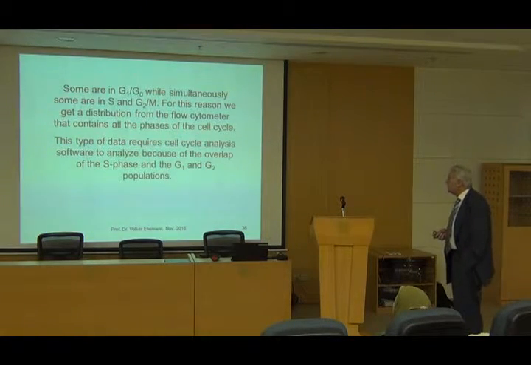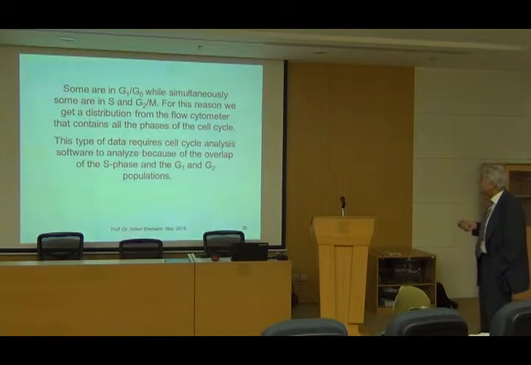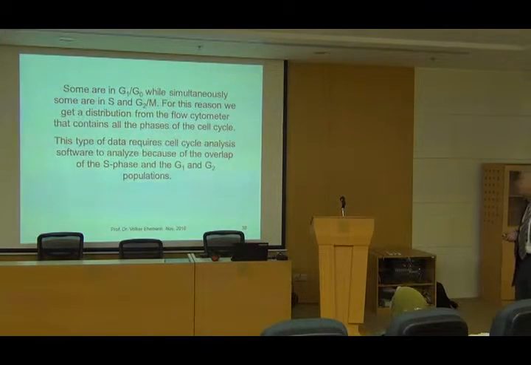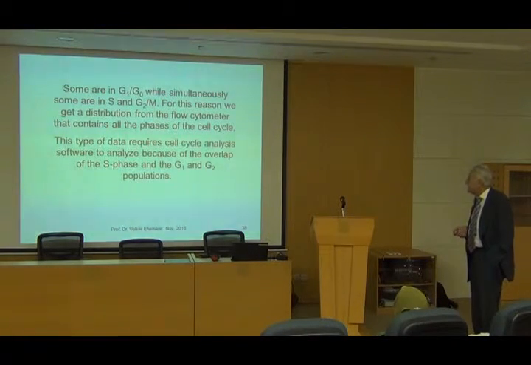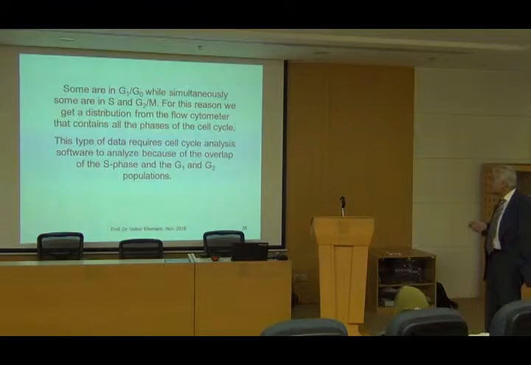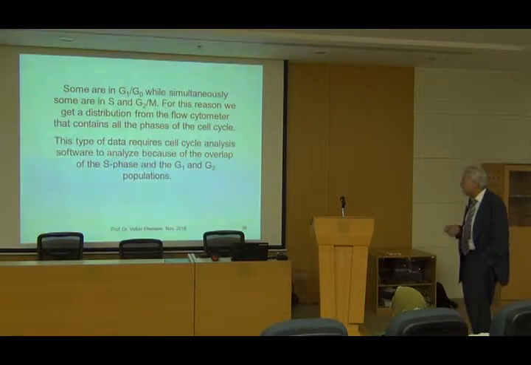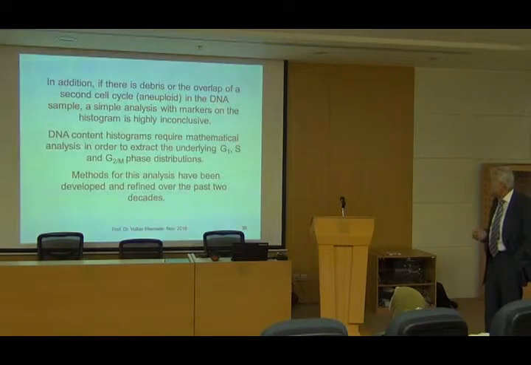Some cells are in G1 phase, while simultaneously some are in S phase and G2 phase. For this reason, we get a distribution from the flow cytometer that contains all phases of the cell cycle. This type of data requires cell cycle analysis software to analyze because of the overlap of the S phase with the G2 and the G1 phase populations.